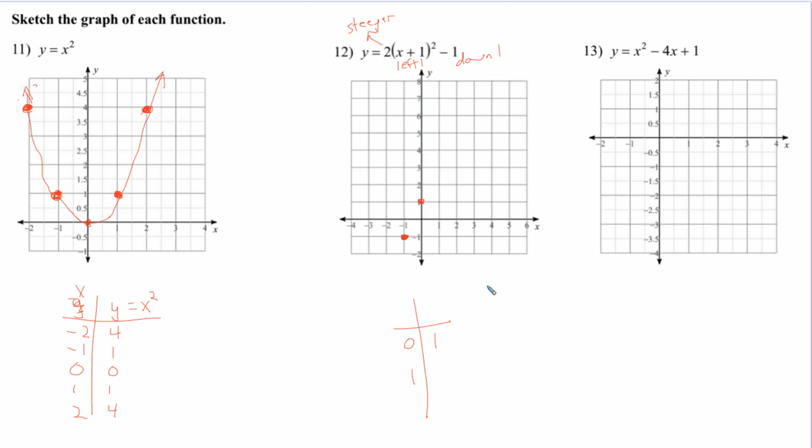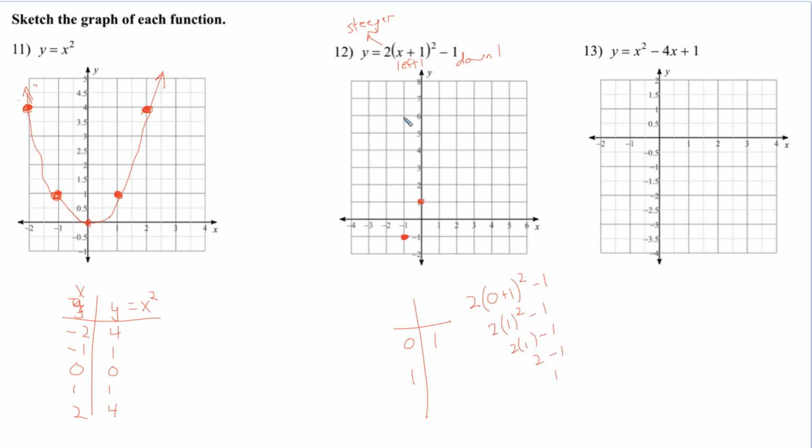If you have to plug it in there, you can. If you just want to put 0 in, if that's easier for you than talking or thinking through it, by all means do that. So we have 2 times 1 squared minus 1, 2 times 1 minus 1, 2 minus 1, which is 1. So if you need to write it, please write it.